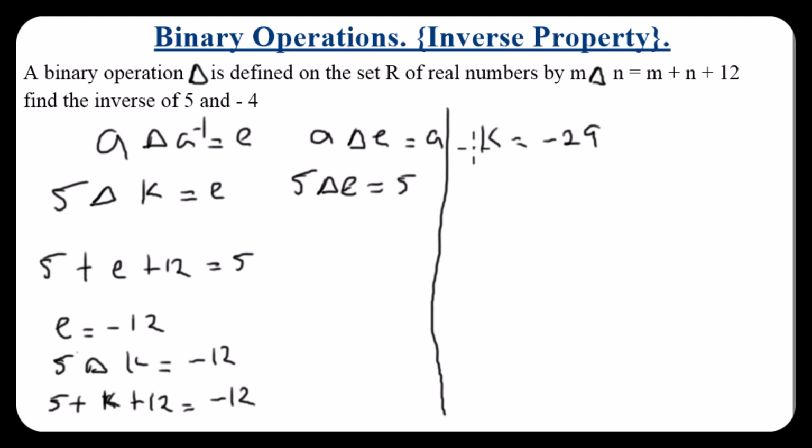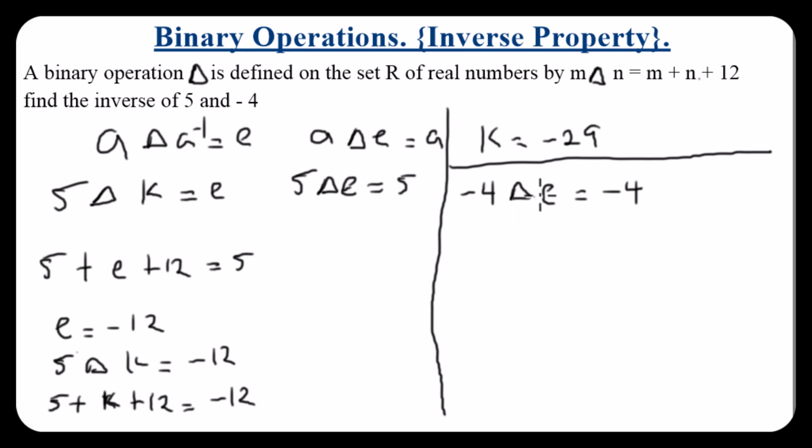Quickly, let's find the inverse of minus 4. Since it is the same operation that is here, definitely both values will have the same identity element, but let's test to see whether it is true or not. First of all, let's find our identity element. So minus 4 delta e must be equal to minus 4. Let me draw a line here so it doesn't confuse you.